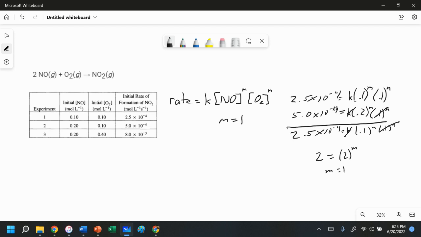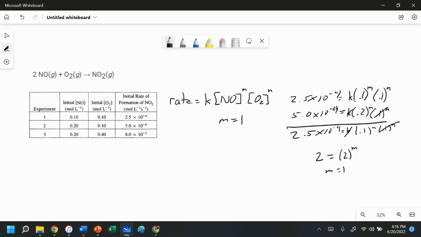We're going to do the exact same thing with the other substance, O2. Notice that in experiment 2, the concentration of NO is 0.2, and in experiment 3, the concentration of NO is 0.2 also. So the concentration of NO stays constant. But for O2, the concentration was quadrupled. So we're going to do the algebra again for this reaction.